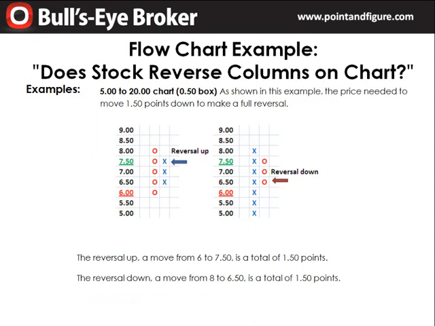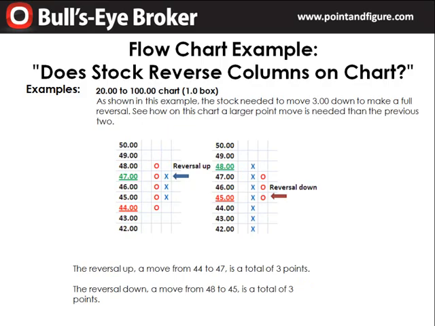Here's an example of a stock reversal for a $5 to $20 price range using a 50-cent box. In this example, the prices need to move $1.50 to make a full reversal. A reversal up, a move from 6 to 7.50, is a total of 1.5 points. On the downside, the move is from 8 to 6.5, a total of 1.5 points.